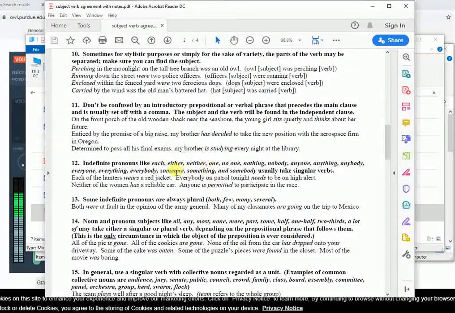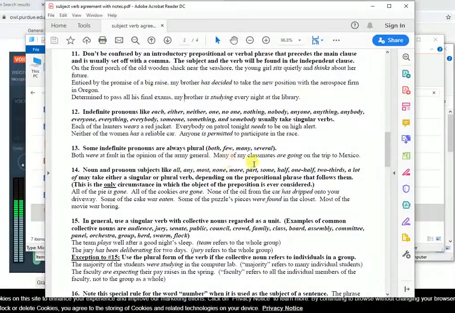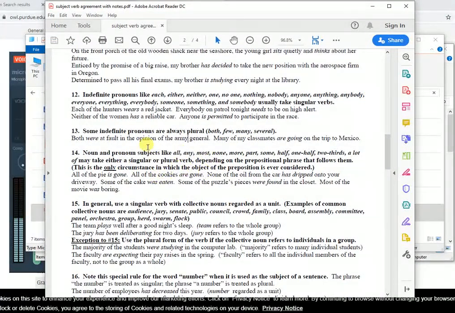Here's a list of indefinite pronouns. They're always singular. Yeah, and as I say that, we've got the exception with these. Both, few, many, and several are used for countable plural subjects. Both were at fault. Many of my classmates are going.